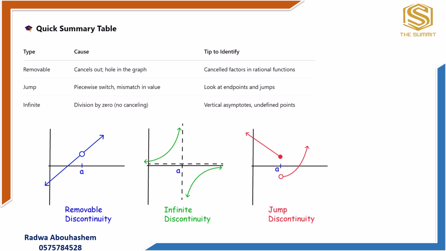Let me give you a simple breakdown of the types of discontinuity. The first one is the removable. Removable means that you're going to cancel one of the factors. What is the meaning of this?